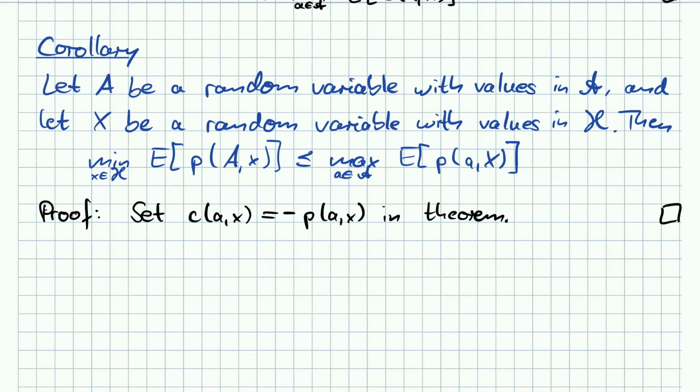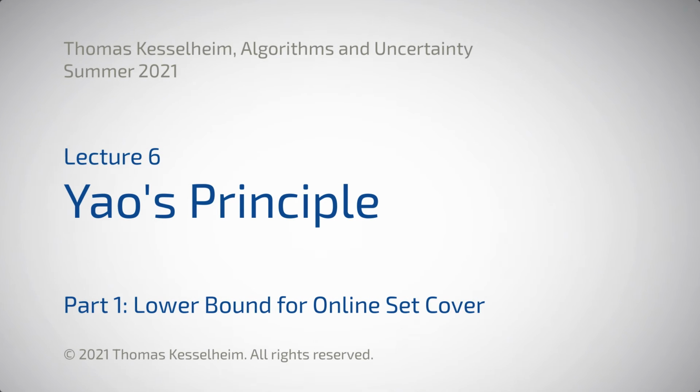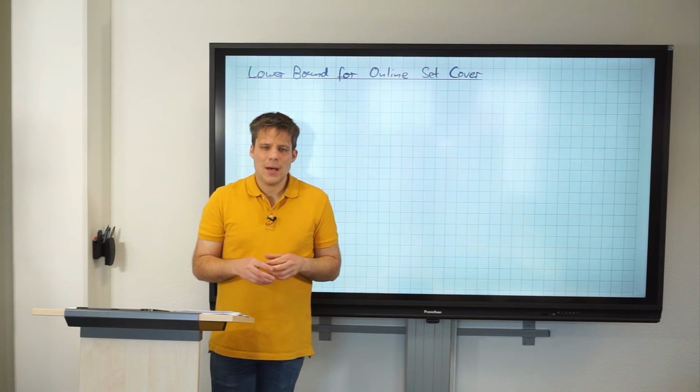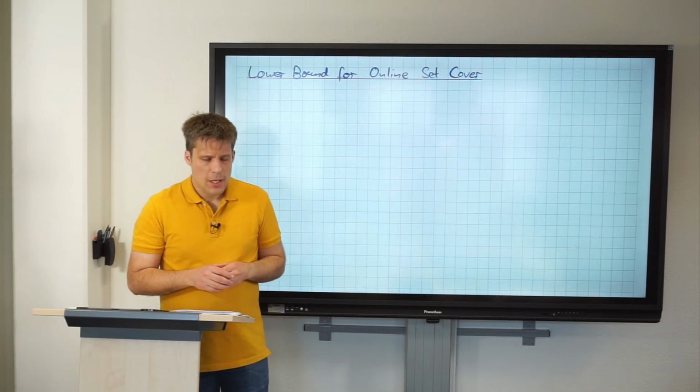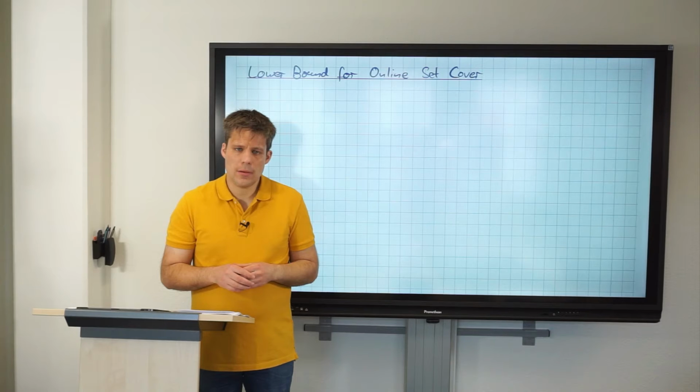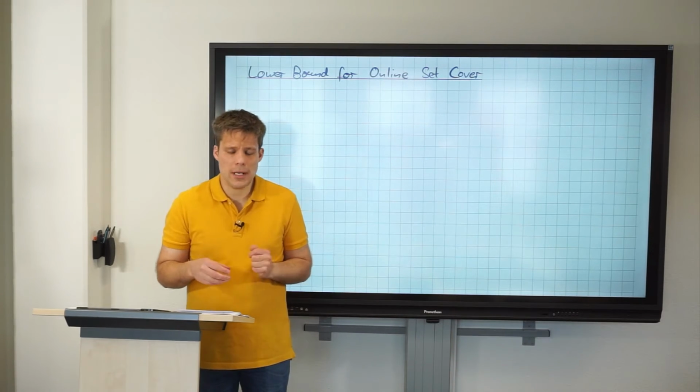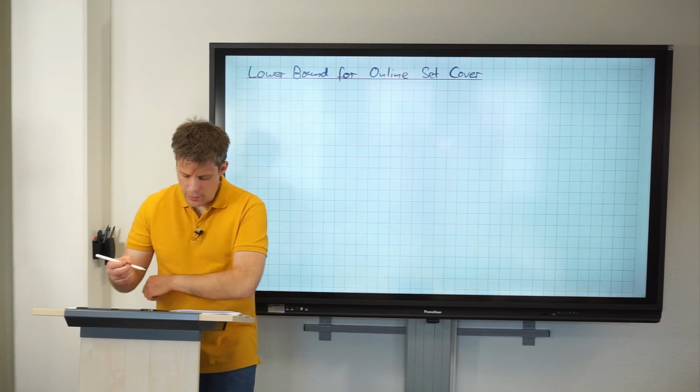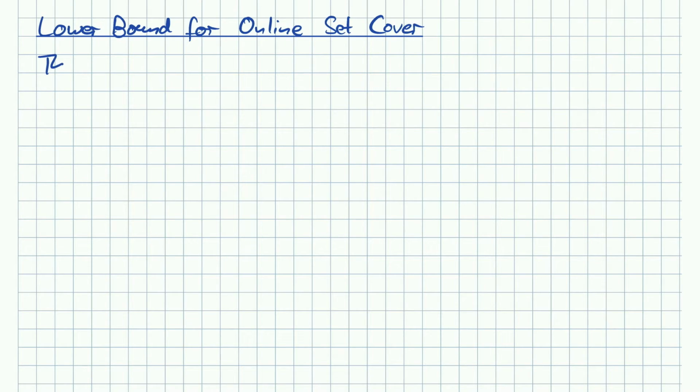What we want to do next is we want to see how can we use these techniques to get lower bounds for algorithms. So how can we show that there is no constant competitive algorithm for online set cover, not even a randomized constant competitive algorithm? Now we want to use Yao's principle to show that there is no constant competitive algorithm for online set cover, not even a randomized one. More precisely, we'll show the following.